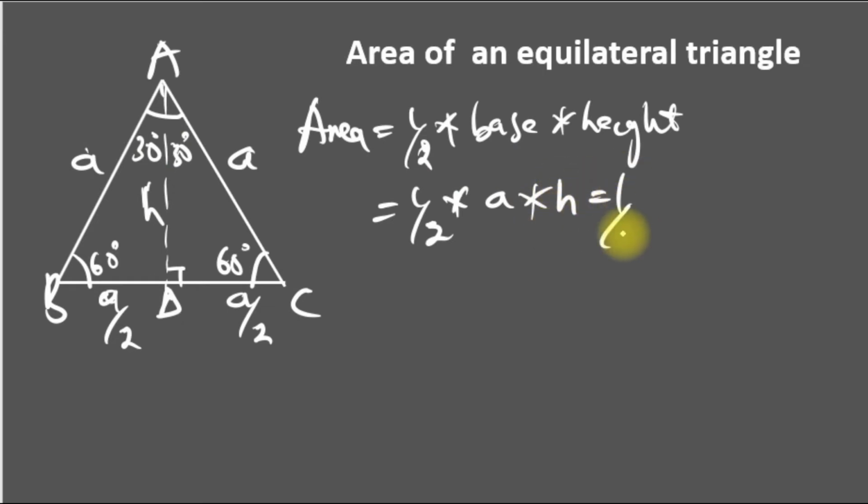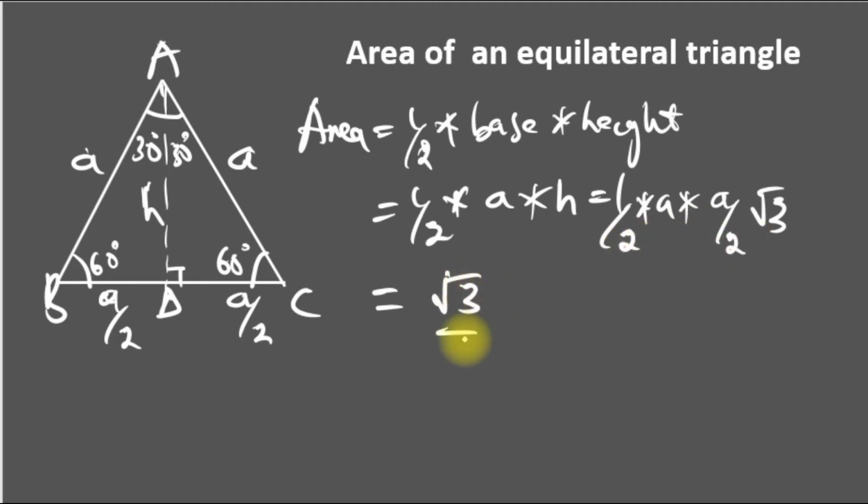But we can still write H in terms of A. Remember from our 30, 60, 90 triangle theorem, if here is A, half A, H will be half A root 3. From the 30, 60, 90 triangle theorem, or using the Pythagorean theorem, our height is half A root 3. So the area of any equilateral triangle is now root 3 over 4 A squared, where A is the side. So this is the first formula for an equilateral triangle.